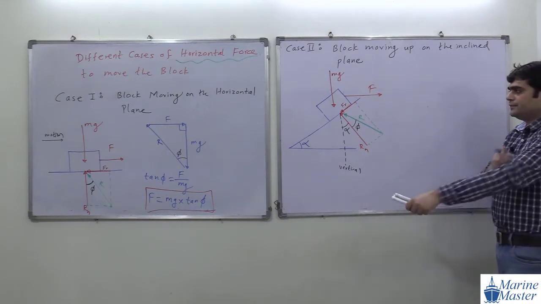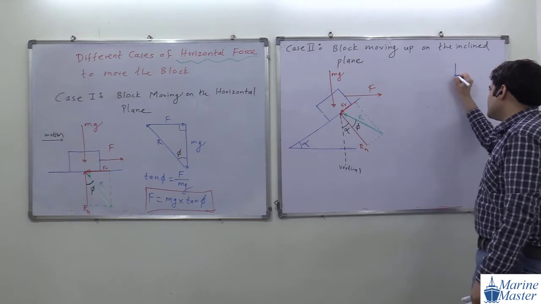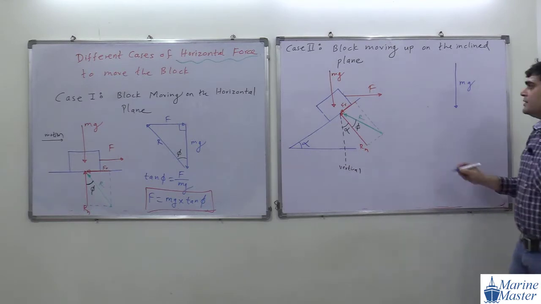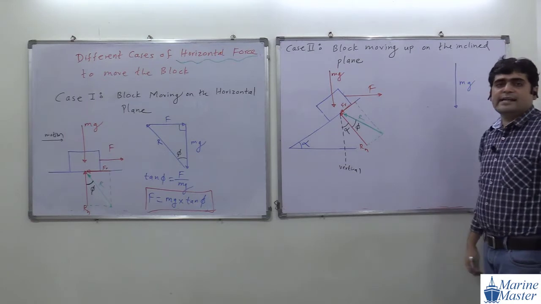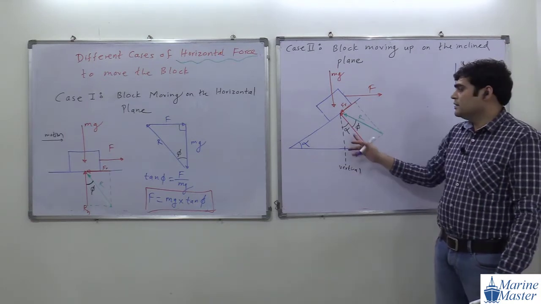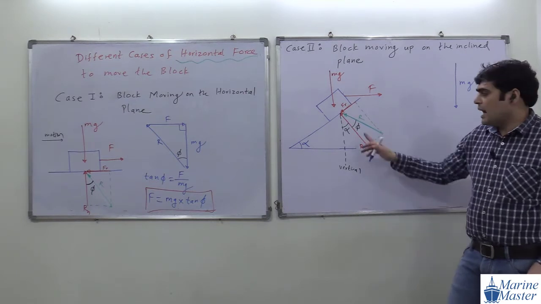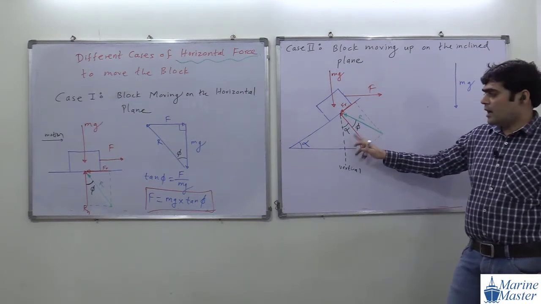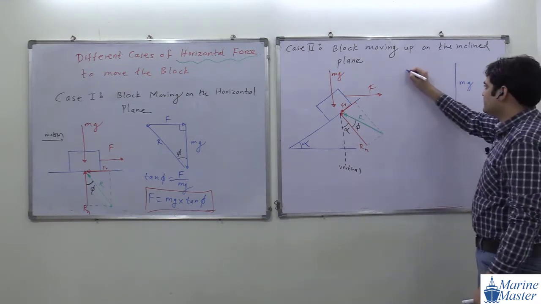So while drawing the force vector diagram, see the scenario here. First of all, what is our reference? Weight mg. Our reference is weight mg. Then our resultant reaction is making an angle of alpha plus phi.